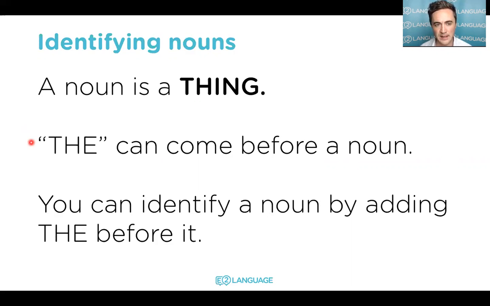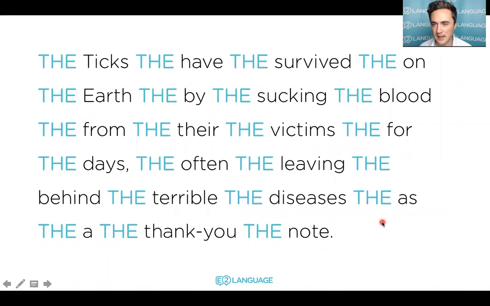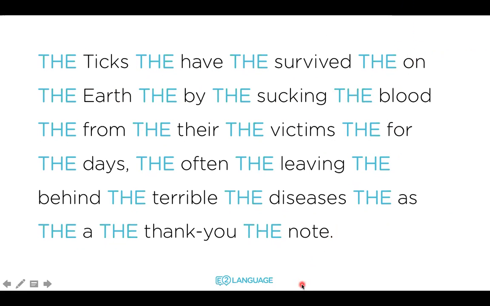Now there's a little rule here. The article "the" can come before a noun. So you can identify a noun by adding "the" before it. Have a look at this text. I've added the word "the" before every word. I want you in your head to read through this and tell me what the nouns are. The ticks, the have, the survived, the earth, the by, the sucking, the blood. Go through and tell me what the nouns are, please.